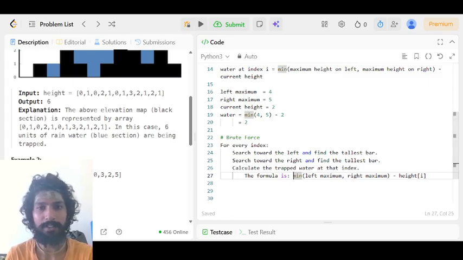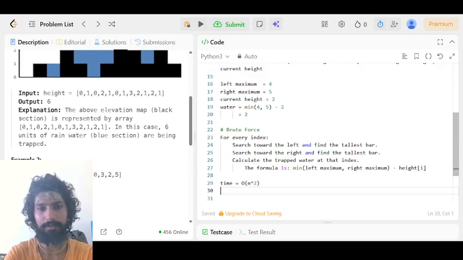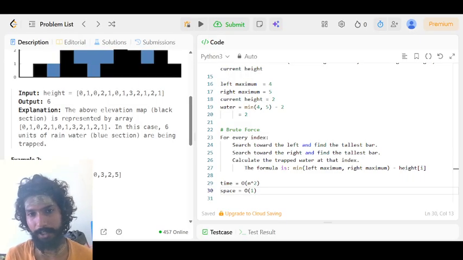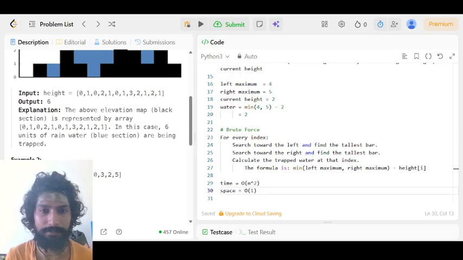So time complexity becomes O of n squared and space becomes O of 1 because we are not using any external array. We are just using a few more variables. So space is constant, but time complexity becomes order of n square because for every index we are scanning the array again and again. So n indices are there and n times we are scanning the array. So n multiplied by n is n square.